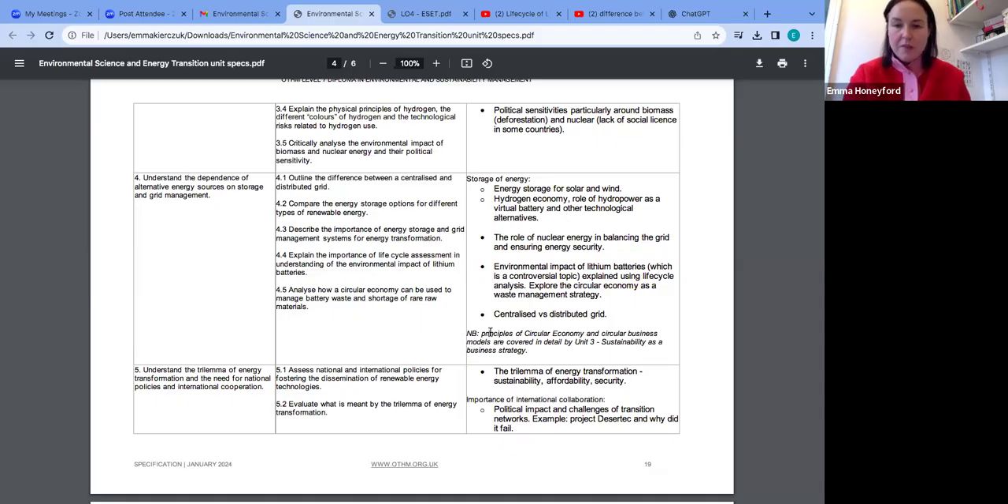And just worth noting, the principles of circular economy and circular business models are going to be covered in detail by Unit 3, Sustainability as a Business Strategy. So there we go. So I'll head on to the slides.